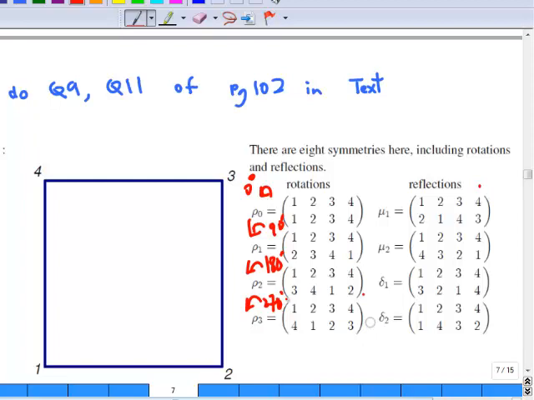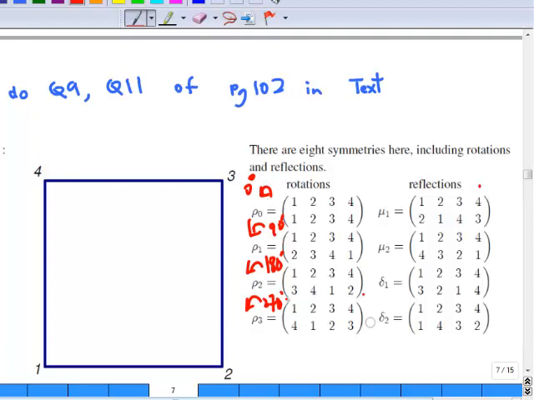You rotate the square about the center 0 degrees, 1, 2, 3, 4, and it still stays put. If you rotate 90 degrees anti-clockwise, corner 1 will go to corner 2. Whatever you put in corner 1 will go to corner 2, whatever is in corner 2 will go to corner 3. You can see this in the 2-line form of rotation. So there are 4 rotations, and there are 4 reflections: mu1, mu2, and the deltas.